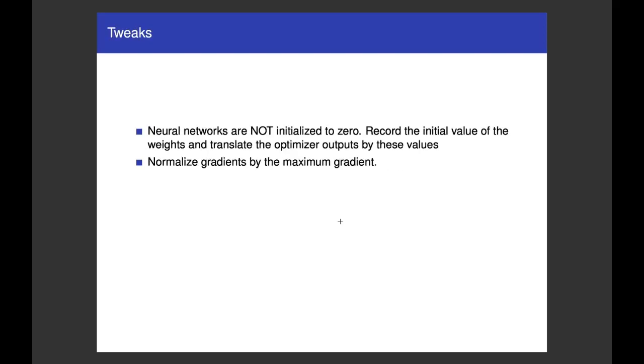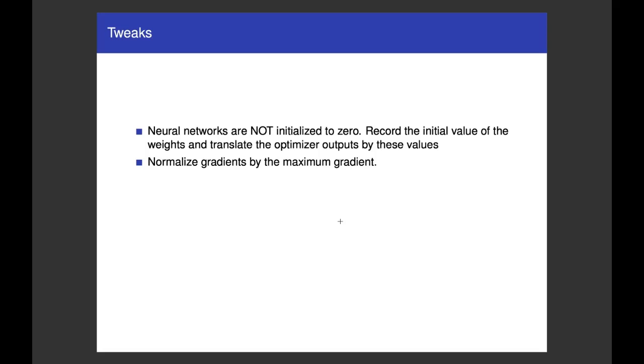All right, so now I'll describe a couple other tweaks. All of these, I think, are fairly reasonable and motivated tweaks. So neural networks are not initialized to 0. So we need to deal with that, right? Because most of the algorithms that we've described so far are sort of naturally starting at 0 because you have maybe very small money at the beginning. So what we're going to do is record the initial value of the weights, and we'll just translate the optimizer's outputs by these values. So we just translate coordinates basically so that wherever we happen to initialize, it becomes the new origin.